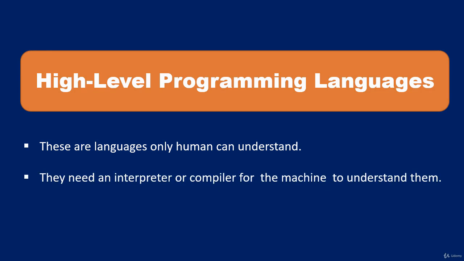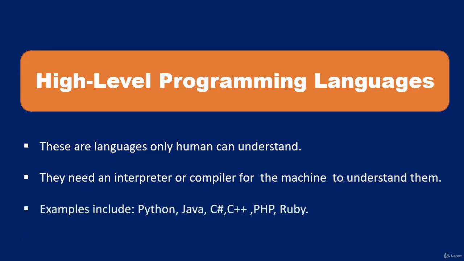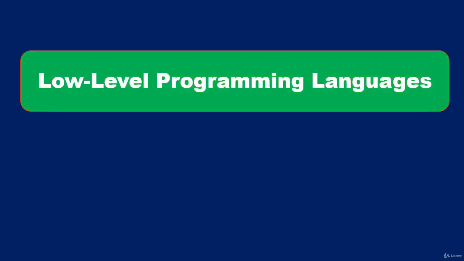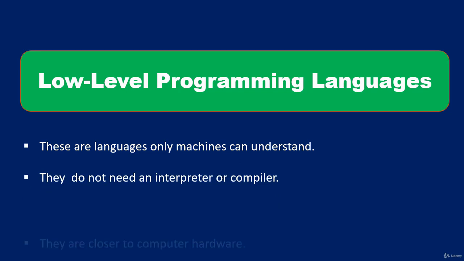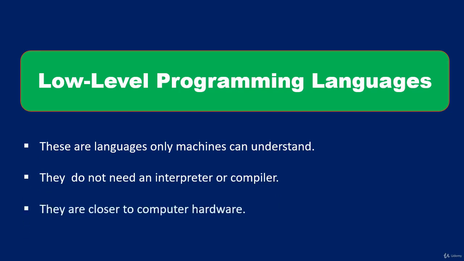Examples of high-level programming languages include Python, Java, C#, C++, PHP, Ruby, and there are many others. What are low-level programming languages? These are languages that only machines can understand. They do not need an interpreter or a compiler. They are closer to the computer hardware. Examples include machine and assembly language.